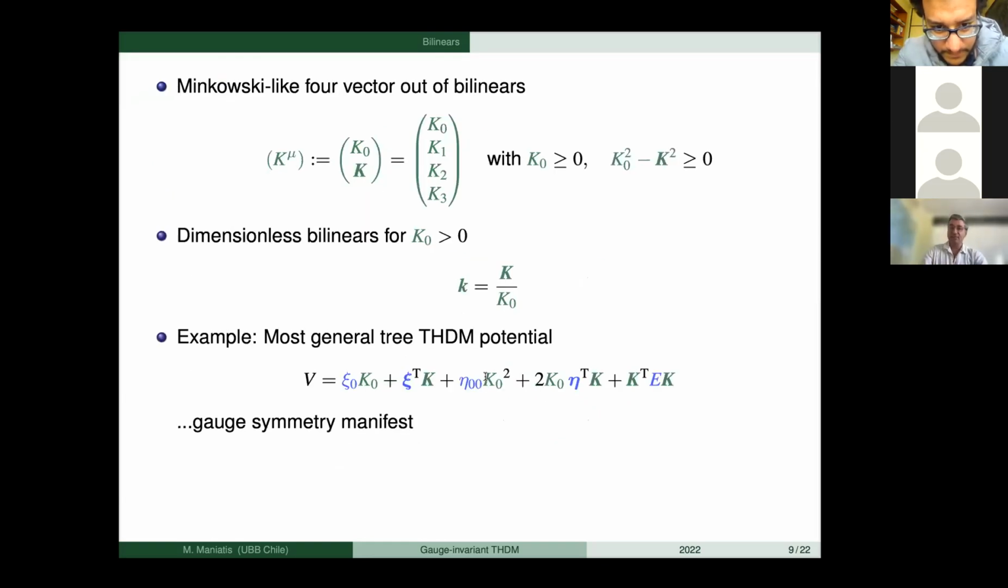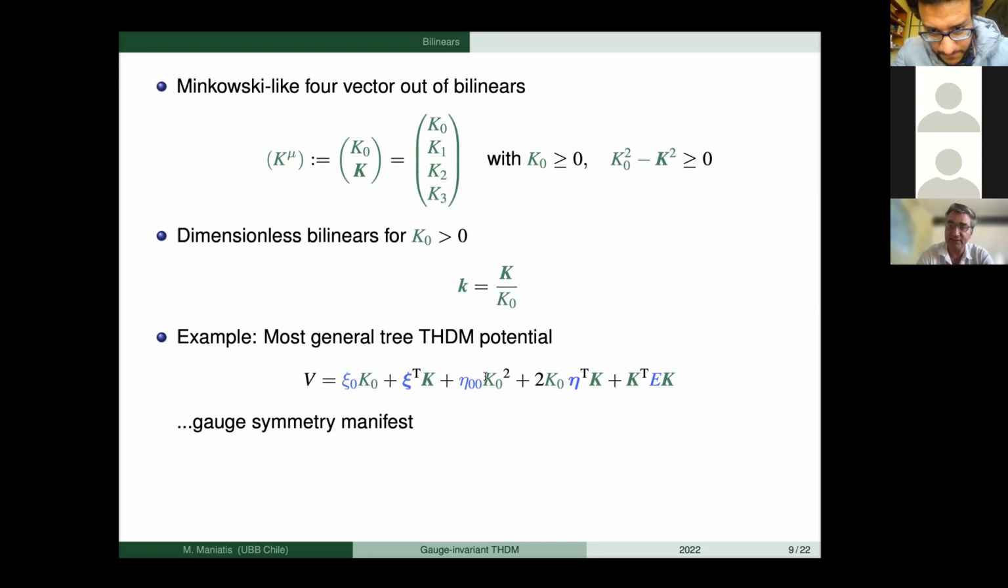As I mentioned, we can build a Minkowski-like 4-vector of these K's instead of the doublets. In this way, K0, K1, K2, and K3, we can write them like that, and then everything is a little more concise. We can also introduce a dimensionless bilinear where we divide this vector by K0, in case K0 is larger than 0. K0 equals 0, as you know, K0 was phi1 dagger phi1 plus phi2 dagger phi2, means simply vanishing fields. This is a trivial case where the whole potential vanishes.